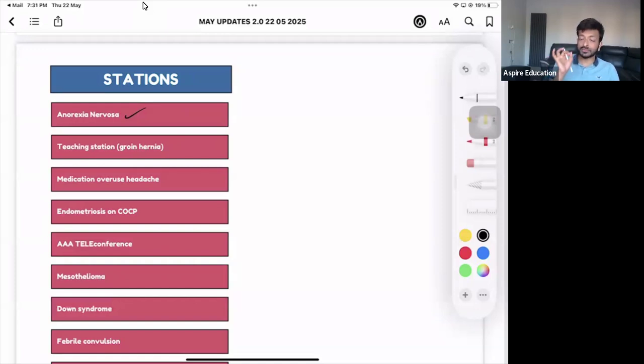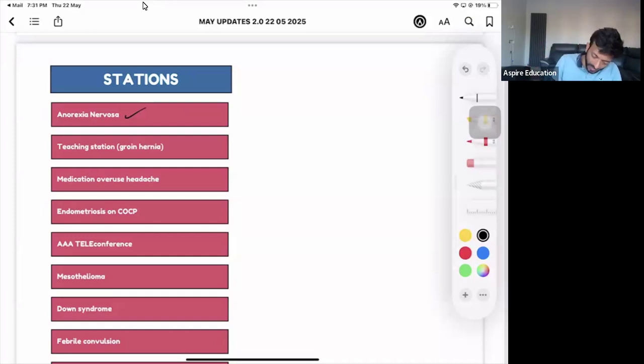So anorexia nervosa, bulimia, BMI is not the only criteria to decide the admission or discharge. Yes, if they're not stable vital-wise, you can always admit. But otherwise, think of other factors, whether they've got medical capacity or not. Right? In anorexia, usually the BMI is low, whereas in bulimia, the BMI might be normal as well.